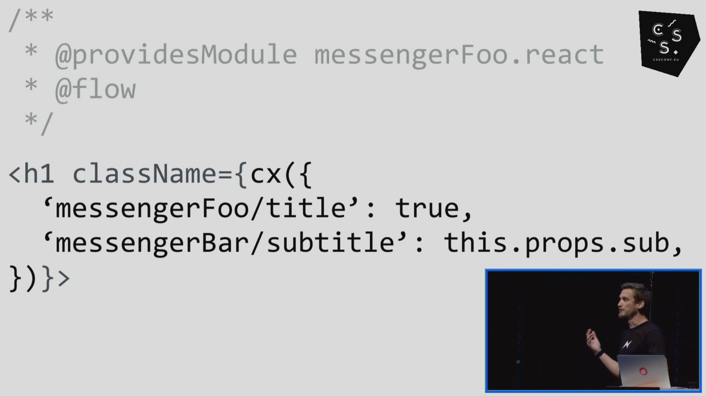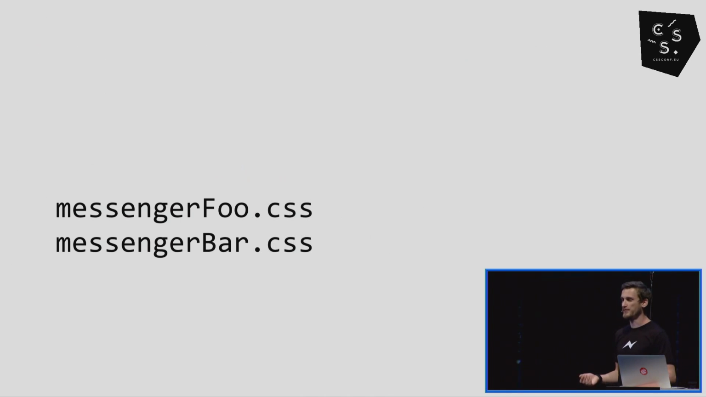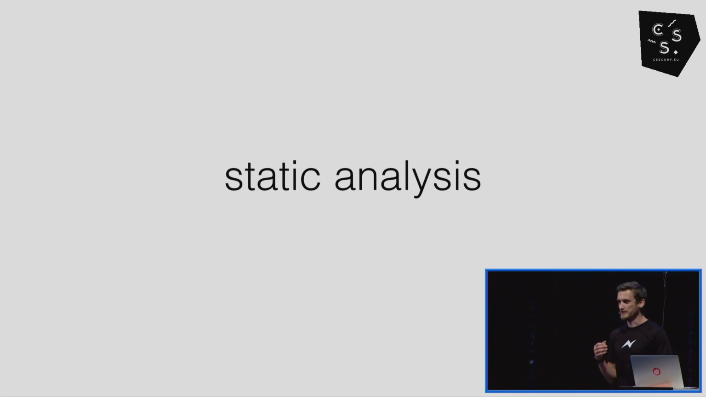In this case, we need to include messenger foo and messenger bar, that's CSS, these two modules. And we do this not at runtime, because that would be very inefficient. We do this through static analysis at build time. We just parse all our JavaScript files, and we see which modules are being referenced. And then whenever the module will be loaded, we already have the CSS loaded side by side with it.